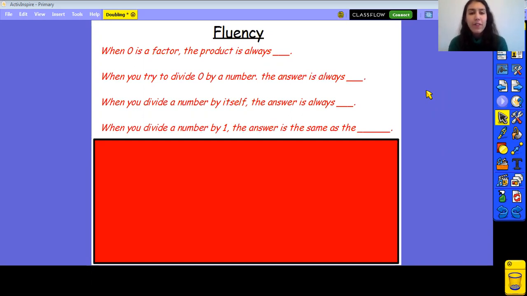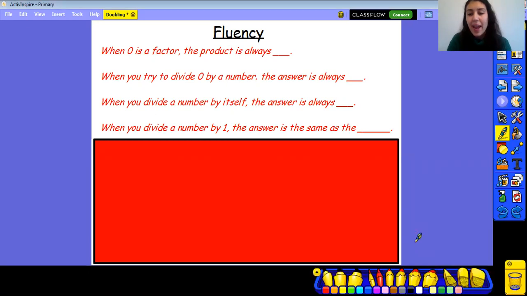When 0 is a factor, so when we have a multiplication and 0 is a factor, so that's either 0 times by something or something times by 0, the product is always, what do you think should go there? That's right, well done. The product is always 0. That's because if I've got either 0 groups of a number or a number of groups of 0, then I don't have anything. Super. The next one then.